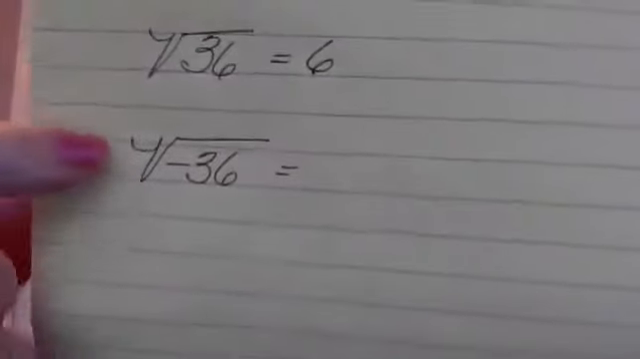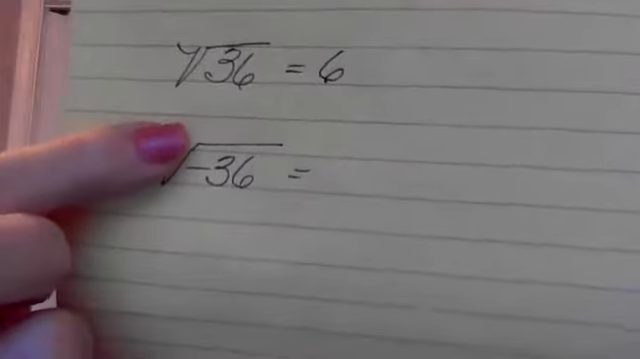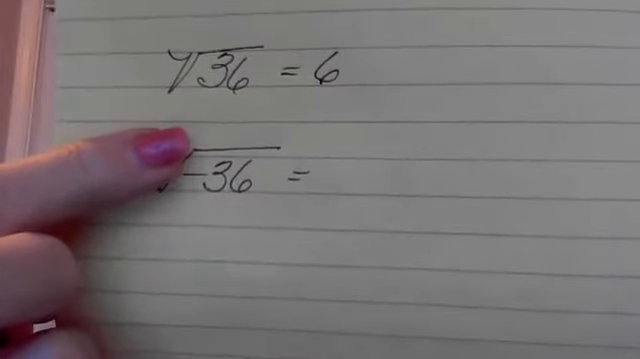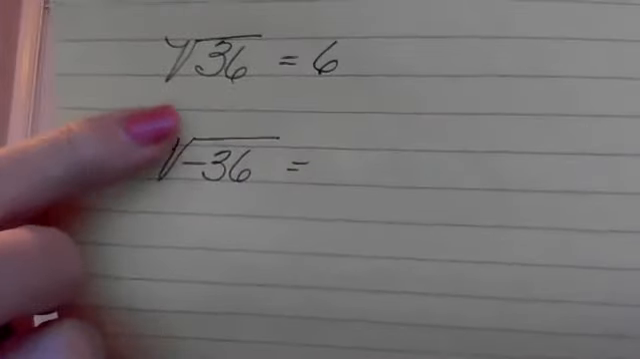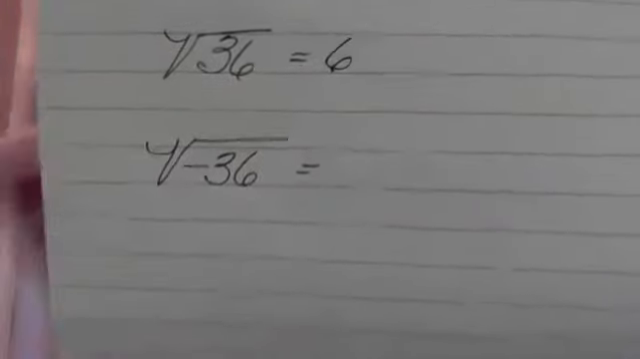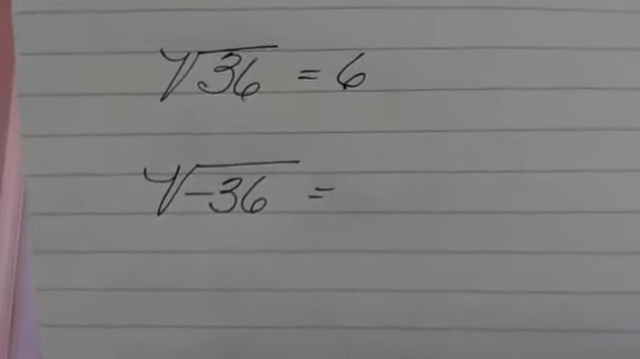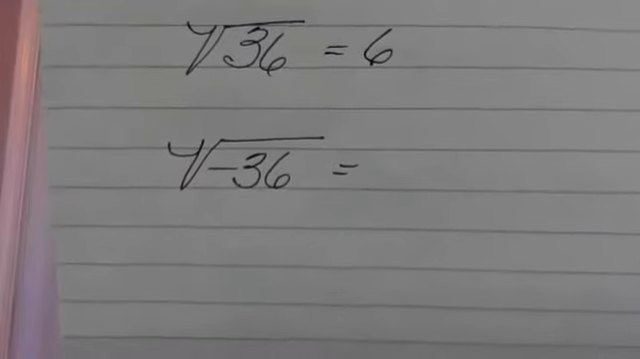Because the root is a 2 and 2 is even. If you have an even root, you cannot find the answer of a negative. Okay. An even root. Okay, let's do some more.